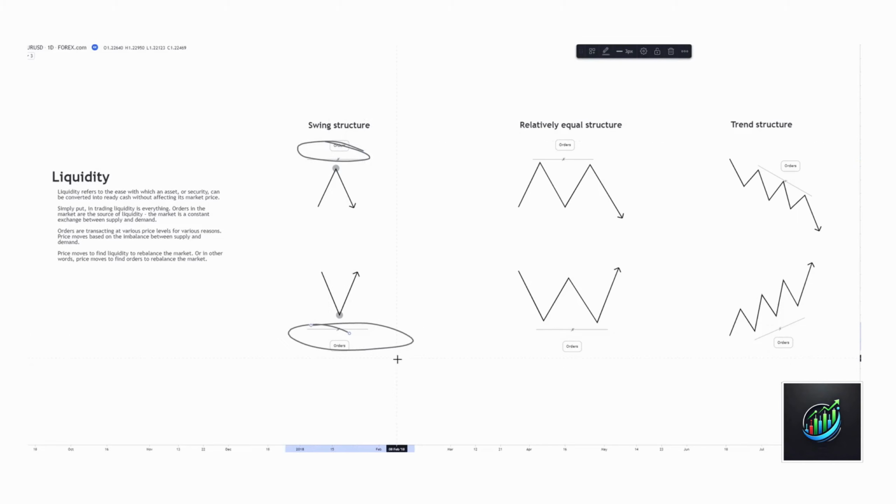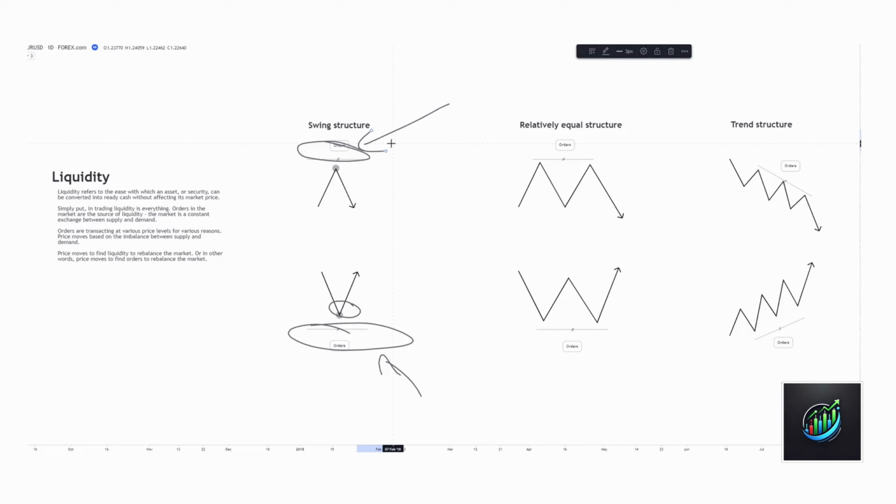And simply put, depending on what the price level is, there might just be orders sitting at these areas, and once price tapped in just above those pools of liquidity, or these pools of orders that exist, it was enough to take price away because there was an imbalance between buying and selling. Price will more than likely return to these pools of liquidity at a later point once a new imbalance in the market exists. Because at the end of the day, price moves to find liquidity to rebalance the market, or in other words, price moves to find orders to rebalance the market.